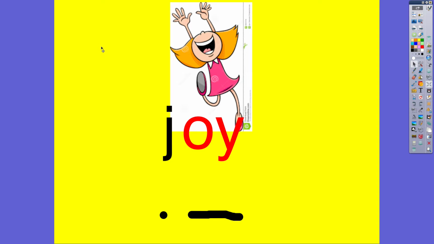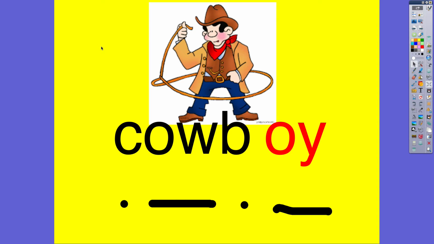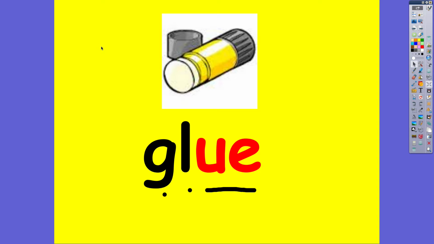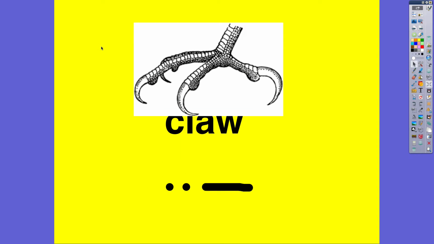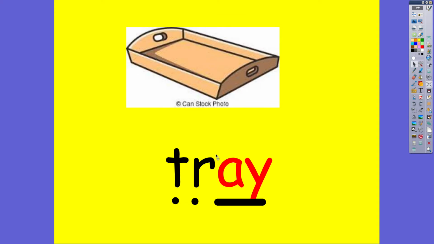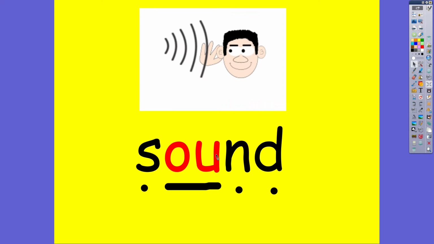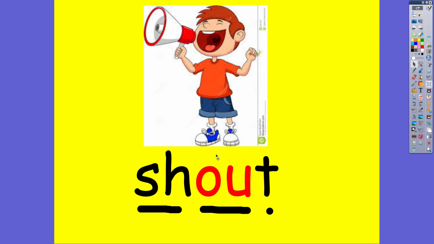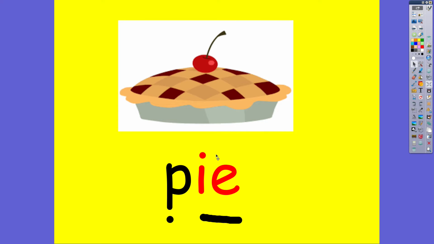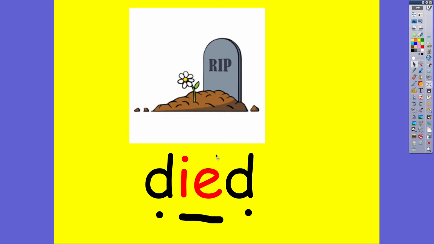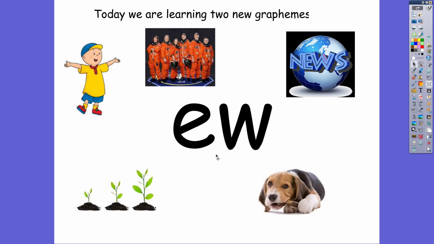So look at these words, some phase 3, some phase 5 words, just to go through. J-oi, joy. K-ow, b-oi, cowboy. G-l-oo, glue. K-l-or, claw. T-r-a, tray. Sp-r-a, spray. Sound, shout, pie, died. Today we're learning two new graphemes.